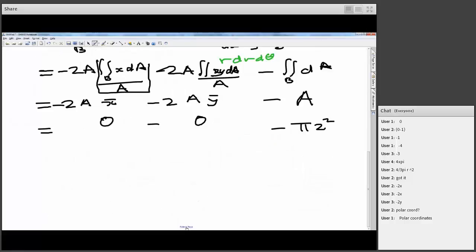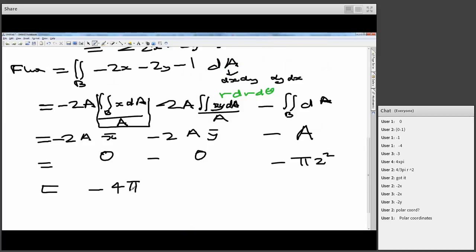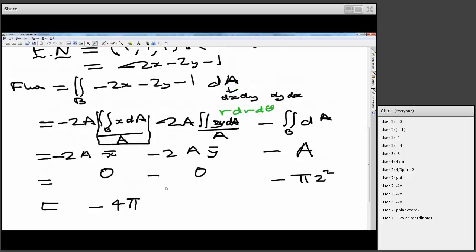And so therefore, I can do 0 minus 4 pi, and so the answer ends up being minus 4 pi in this case. So that's a different way of doing it. So you can use some of the applications of coordinate center of mass and area to try to simplify some things. Now, polar coordinates would have got it for you fairly easily too, of course. But just trying to show other ways which might be helpful.